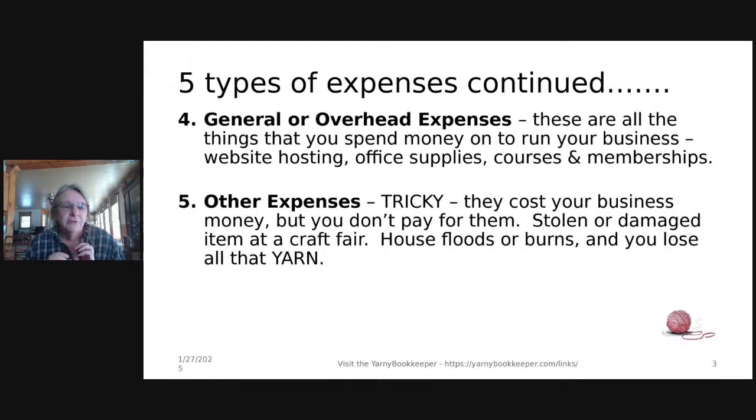And then the fifth type of expense that you may have, and this one's kind of tricky because they cost your business money, but you don't pay for them. Okay. So think of things like a stolen or damaged item at a craft fair, or God forbid, your house flooded or burned and you lost all of that yarn. Okay. So now that you know about the 5 different types of expenses that you might have, let's see where they're reported on your tax return.